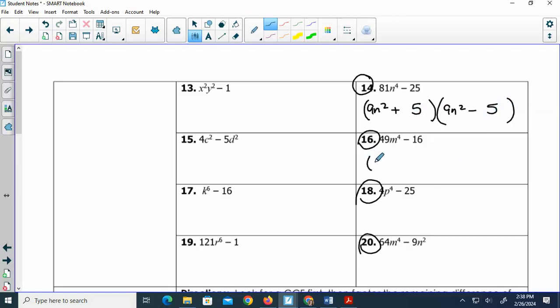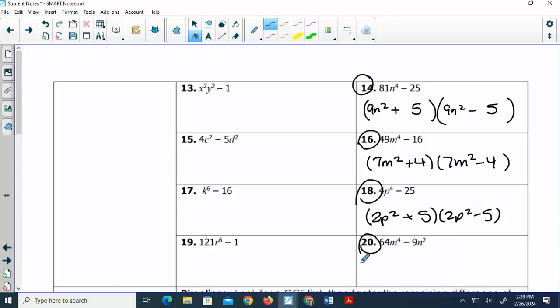49m to the 4th minus 16. What's that go to? 7m squared plus 4, 7m squared minus 4. 4p to the 4th minus 25. Plus and 2p squared minus 5.